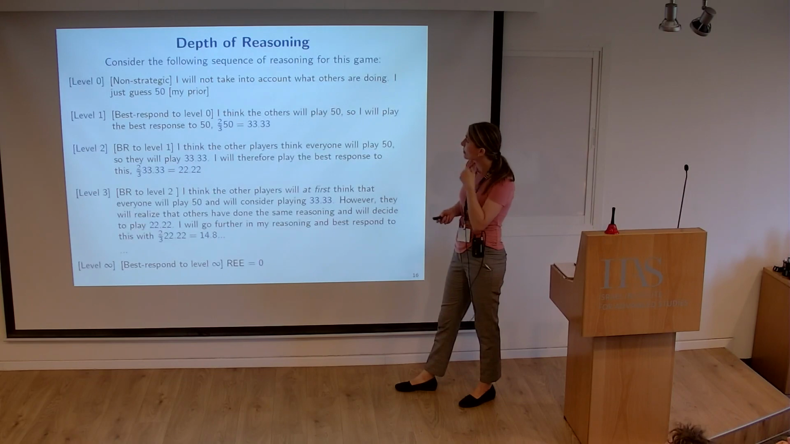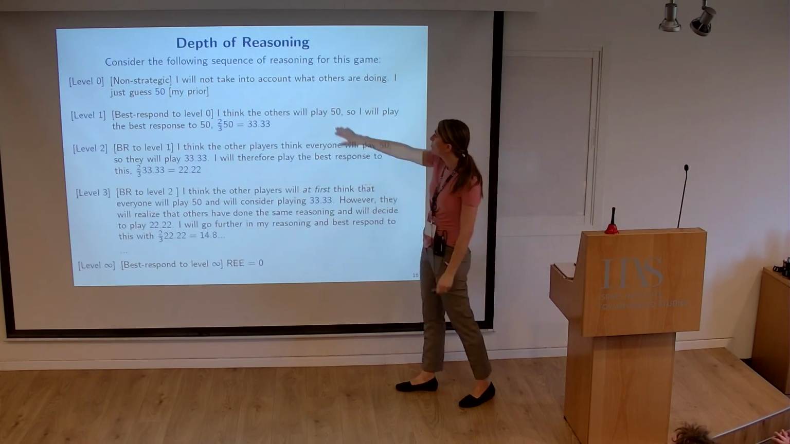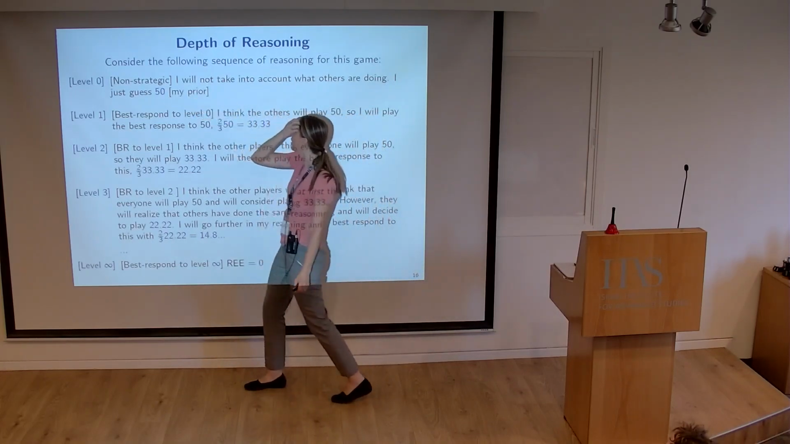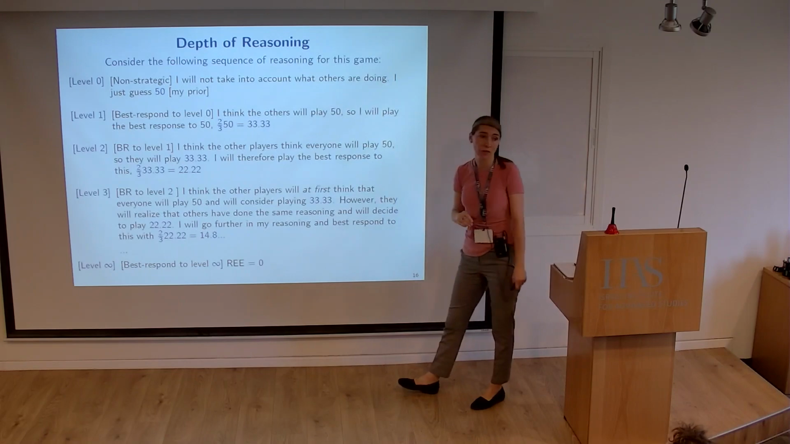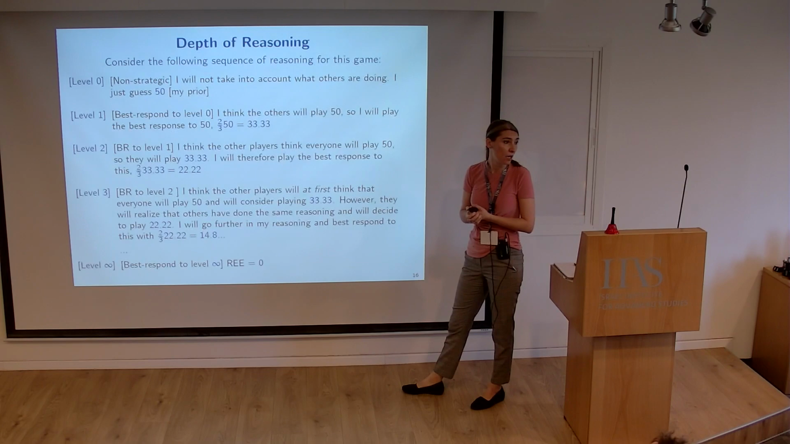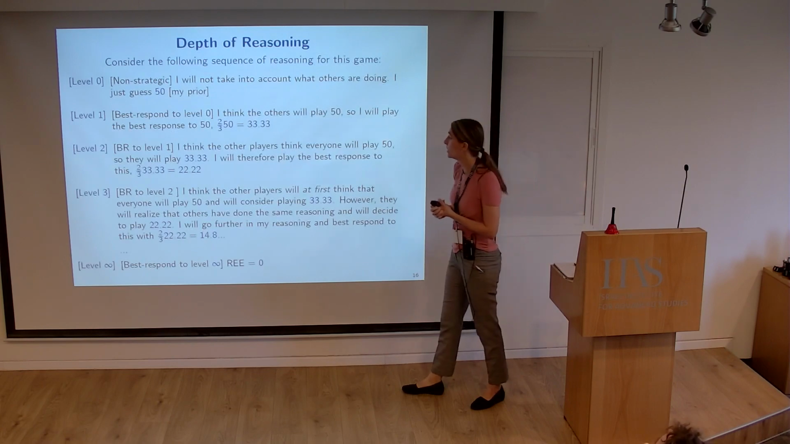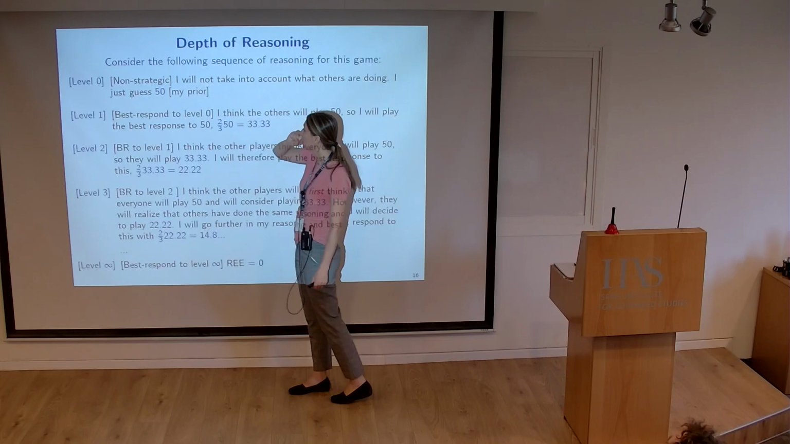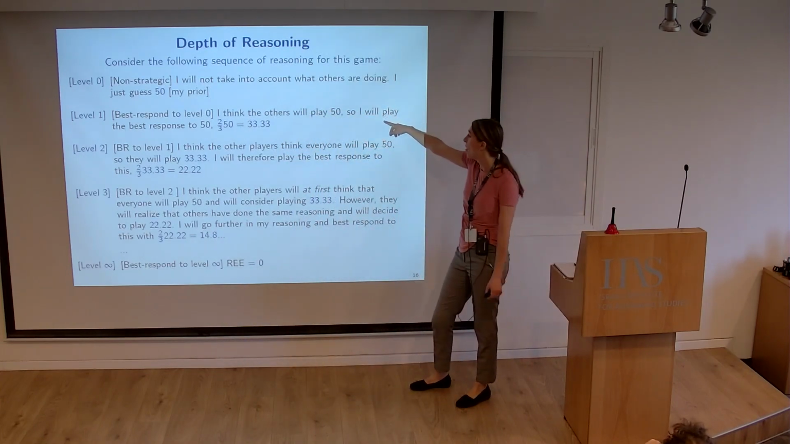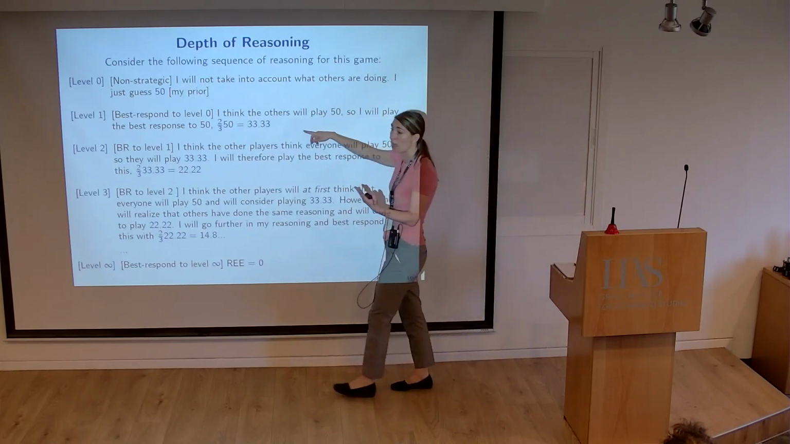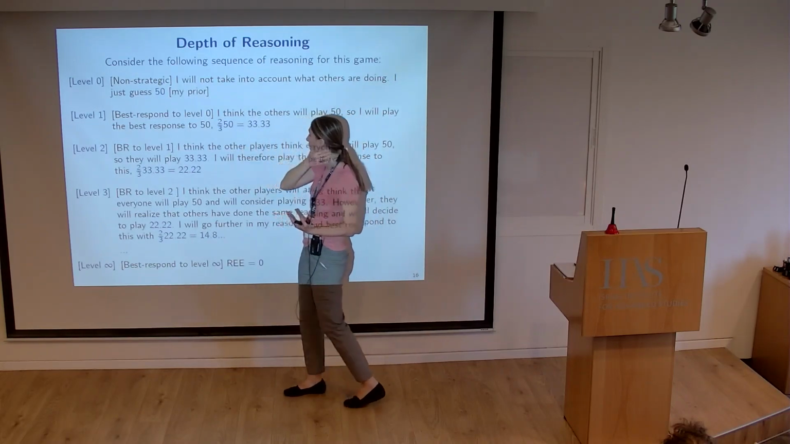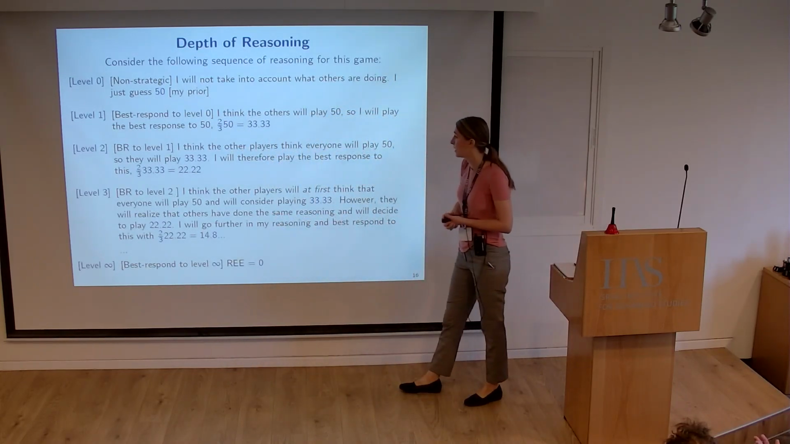Basically, the sequence of reasoning for this game is that some people might be completely non-strategic, right? I'm going to call these level 0. I will not take into account what others are doing. I'm just going to guess 50, my prior based on the 0-100 interval. Right? Level 1 people are going to do the reasoning as follows: I think that everybody else will be level 0, so they will play 50. I will best respond to that, so I will play 2/3 of 50. Right? Level 2 people think, I think that other players think that everyone will play 50.